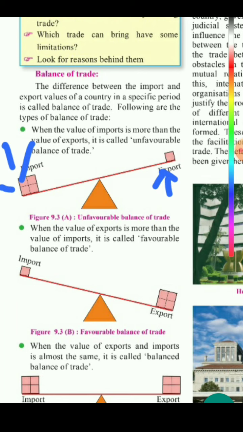Generally, poor countries are seen to be having unfavorable balance of trade. A country which does not have technology or modern equipment generally imports such things and exports minor agriculture products. So they will be having unfavorable balance of trade. Any country which wants to progress, which wants to develop, will never like to have such a situation. Am I right?